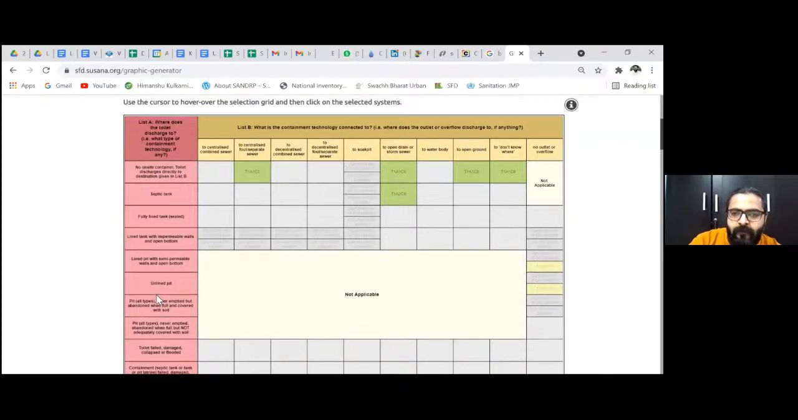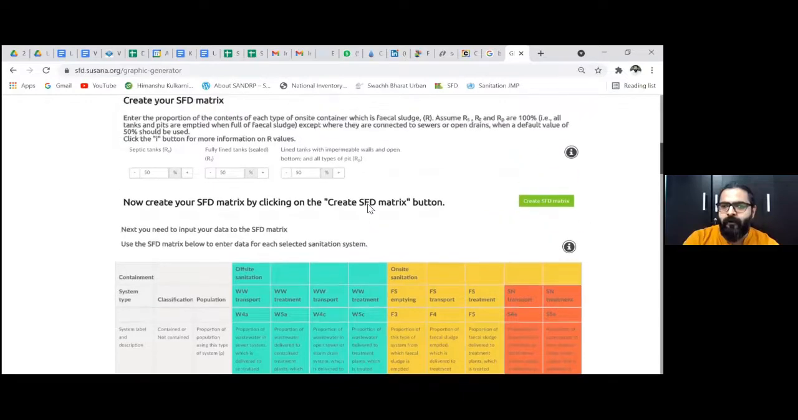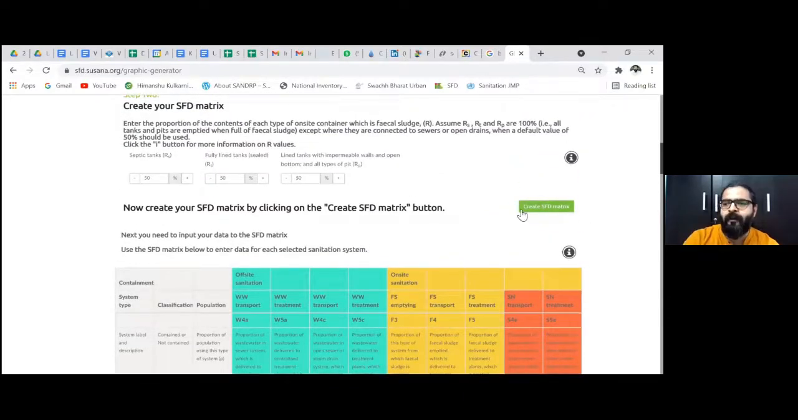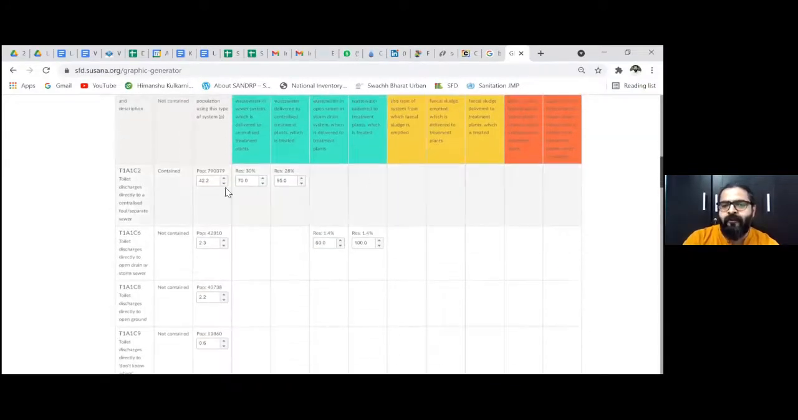All I'm saying is, what you observe in your town, you need to translate that and select the systems that are relevant to your town. Once you've done that, you move down and press the button called Create SFD Matrix. This button only asks you questions about those systems that are relevant or prevalent in your town. And the questions are very, very simple.